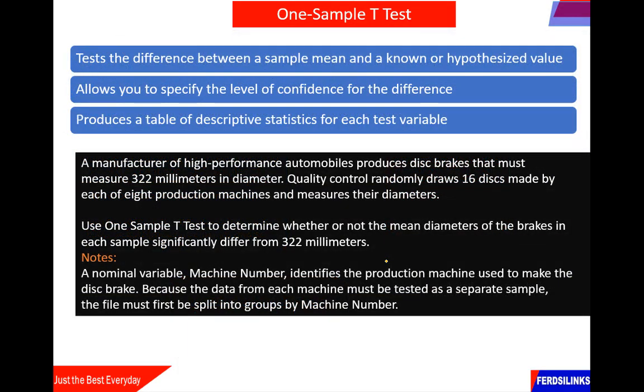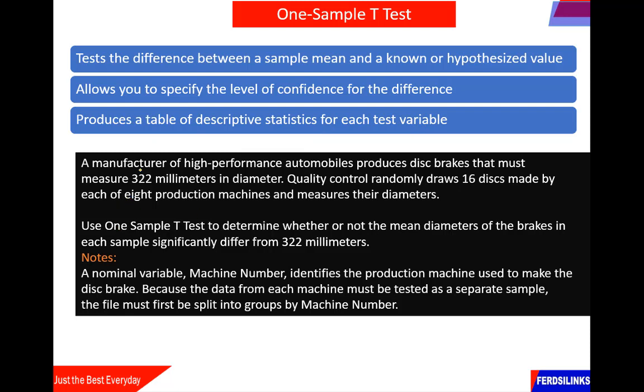Now, I have an example here. The data set is provided by SPSS. We want to do a practical example so that you should be able to do it on your own. So we said test the difference between a sample mean and a known or hypothesized value. It allows you to specify the level of confidence for the difference and produces a descriptive table for each test variable. Now, this is our example.